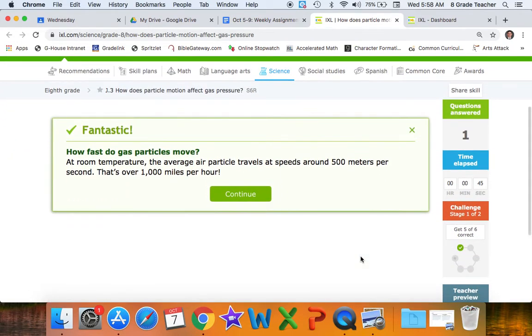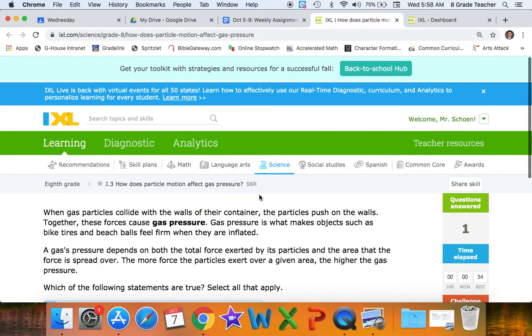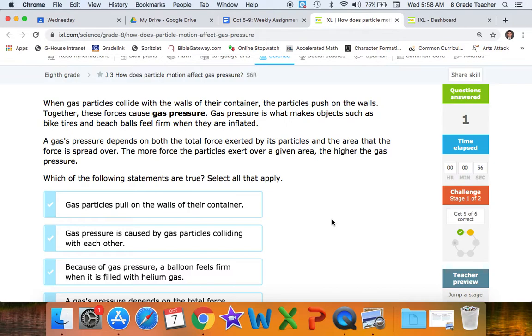How fast do gas particles move? At room temperature, the average air particle travels at a speed of about 500 meters per second or 1,000 miles per hour. When gas particles collide with the walls of the container, the particles push on the walls. Together, these forces cause gas pressure. Gas pressure is what makes objects such as a bike tire or beach ball feel firm when they're inflated. A gas's pressure depends on both the total force exerted by its particles and the area that force is spread over. The more force the particles exert over a given area, the higher the gas pressure.